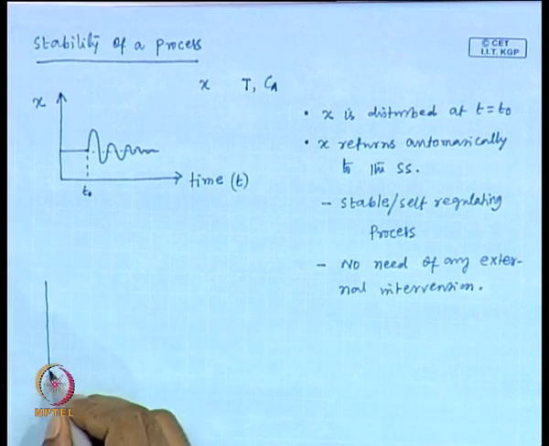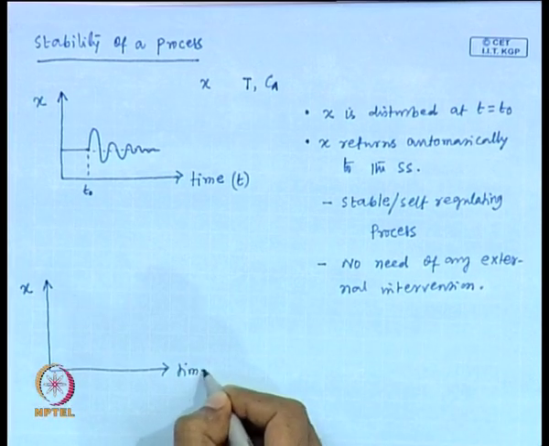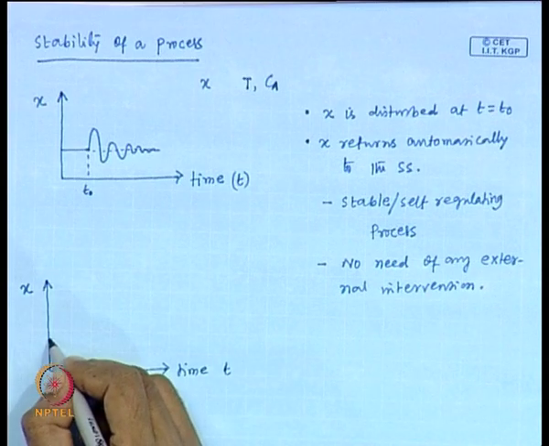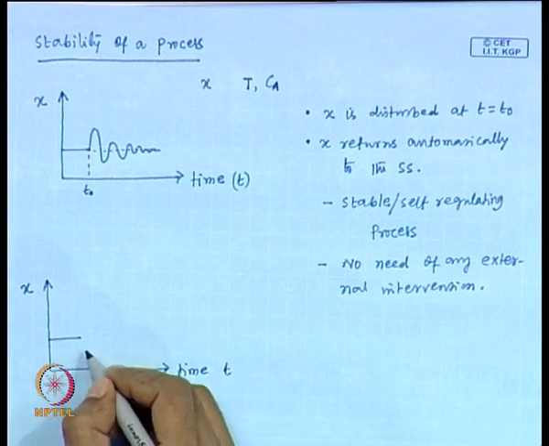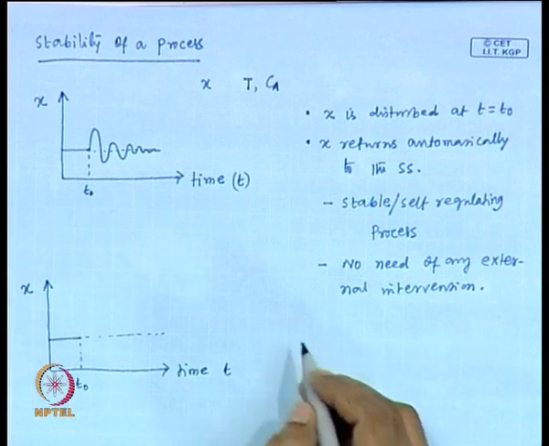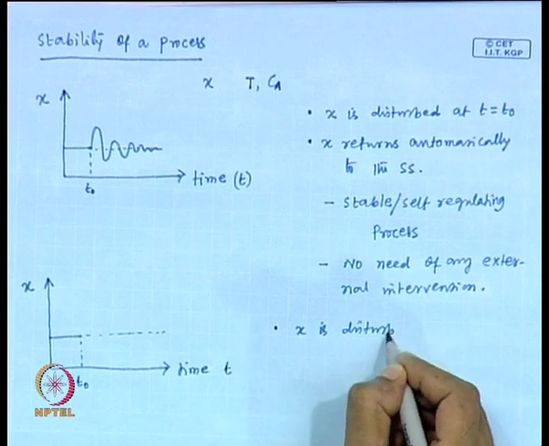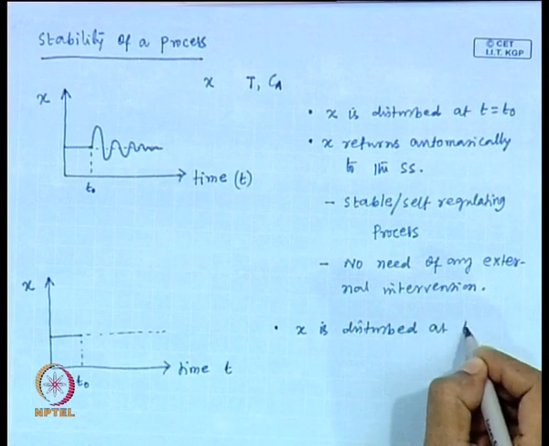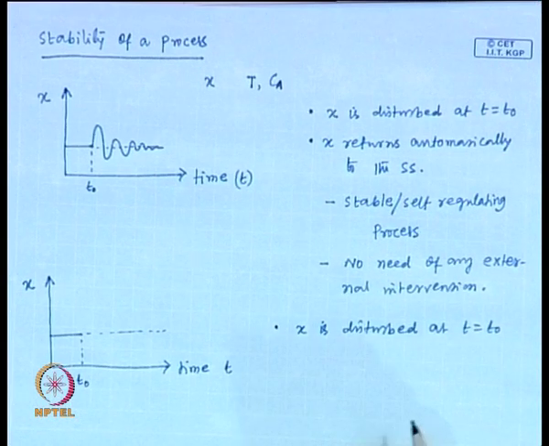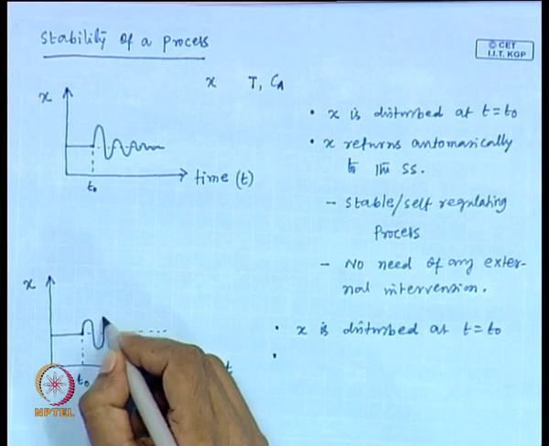We will consider another case which is unstable. So, this is x versus time, that is t. Initially the process is at steady state, and at time t equals t naught, x is disturbed. Now, in this case, the response is like this.